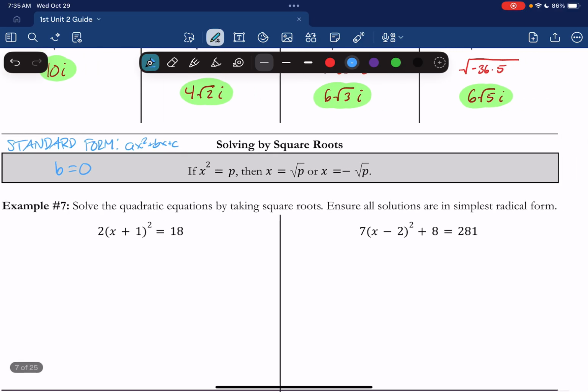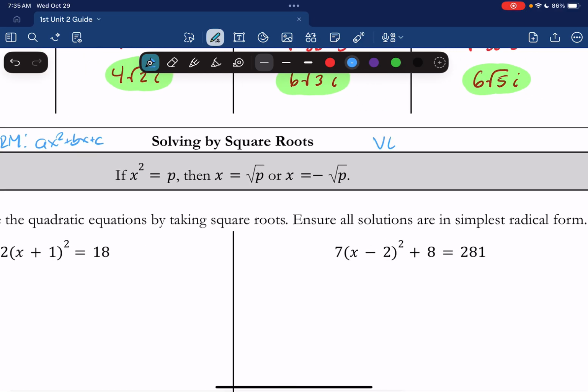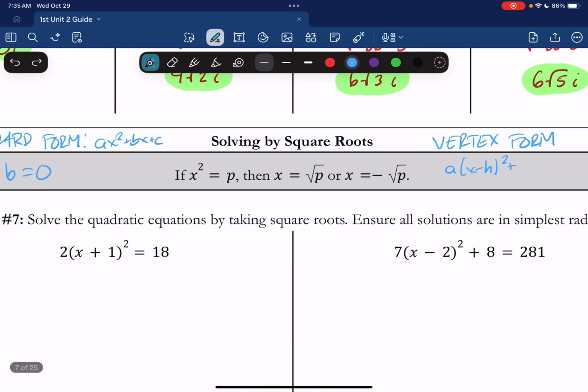We also solve by the square root method when we have what is called vertex form. So this would be like a times x minus h squared plus k equals some number. When you see an equation like this, this is the method that we would use. It's called solving by square roots.